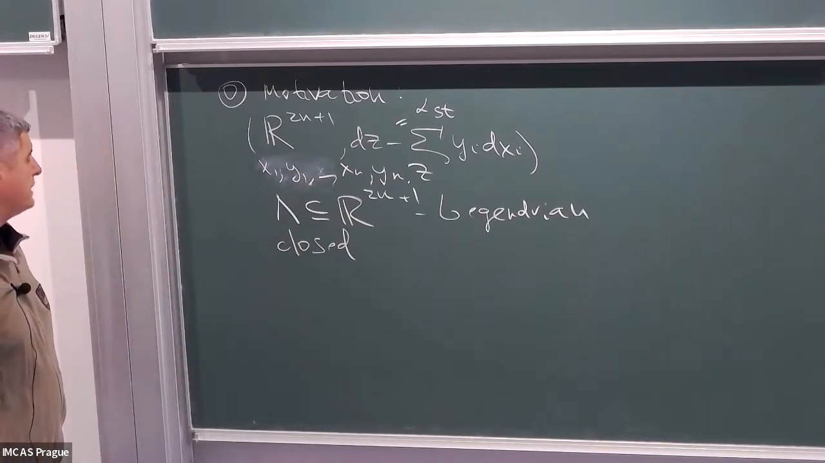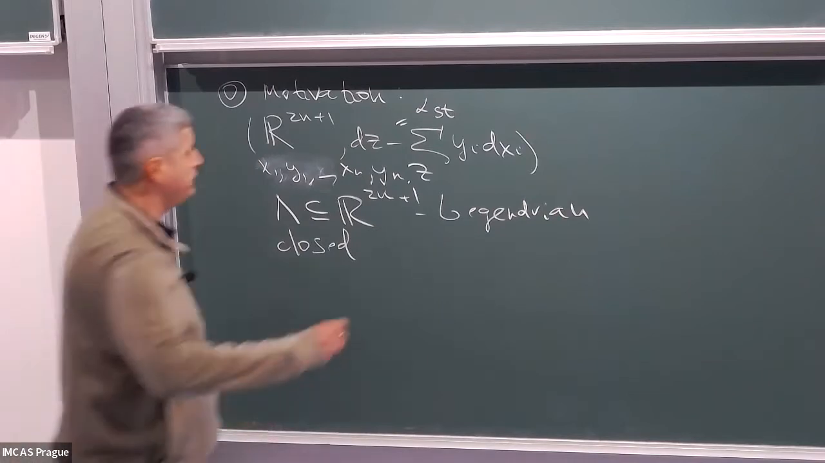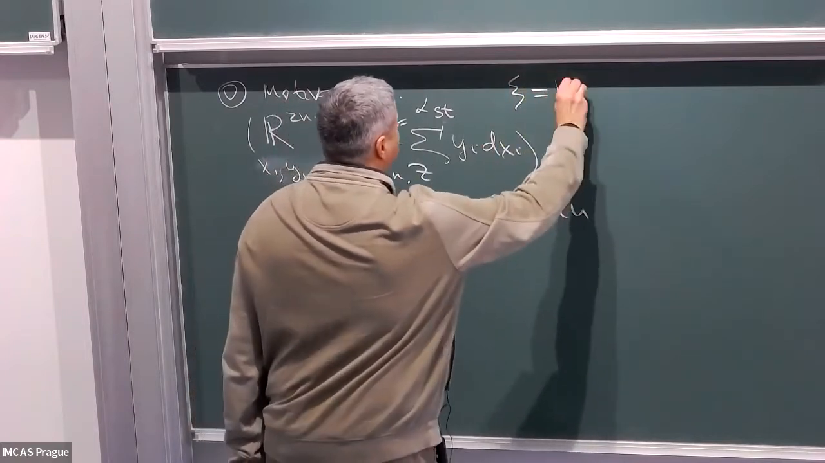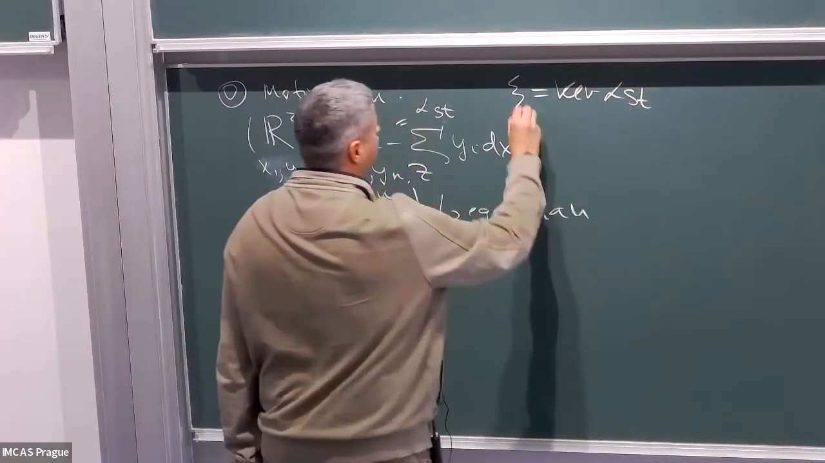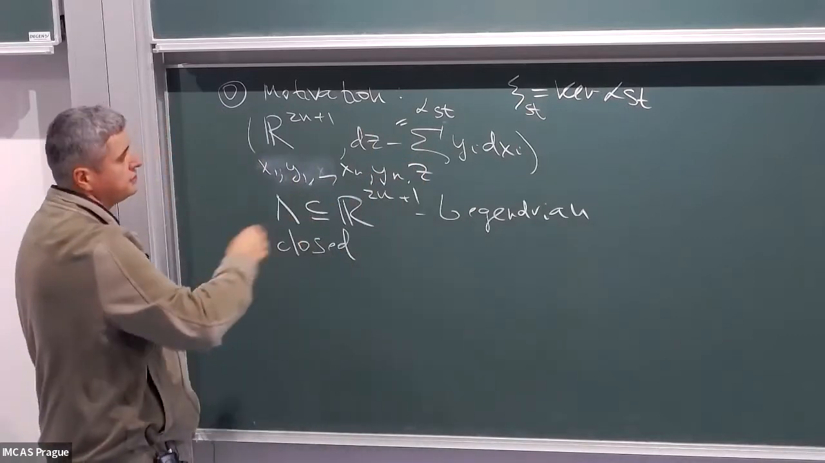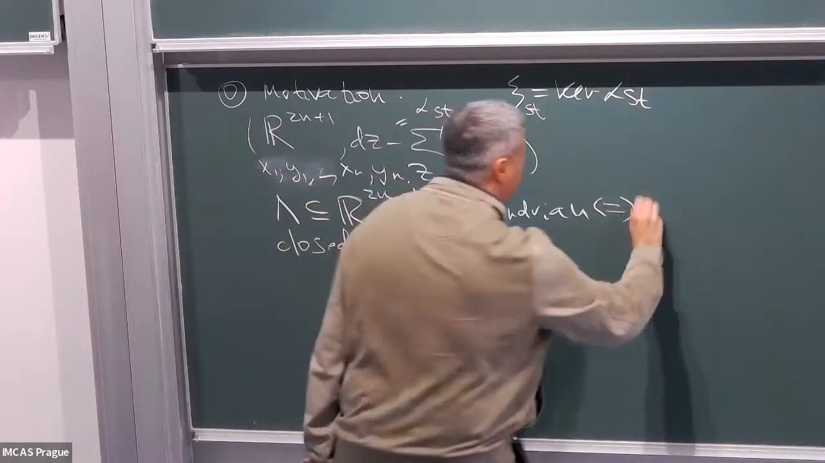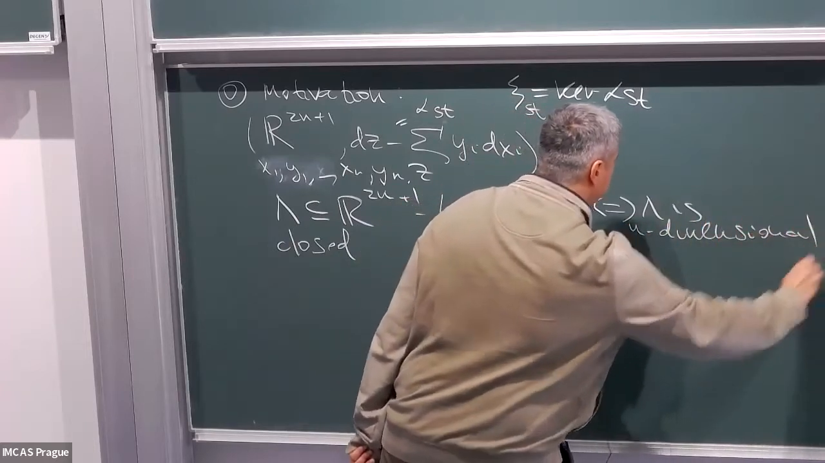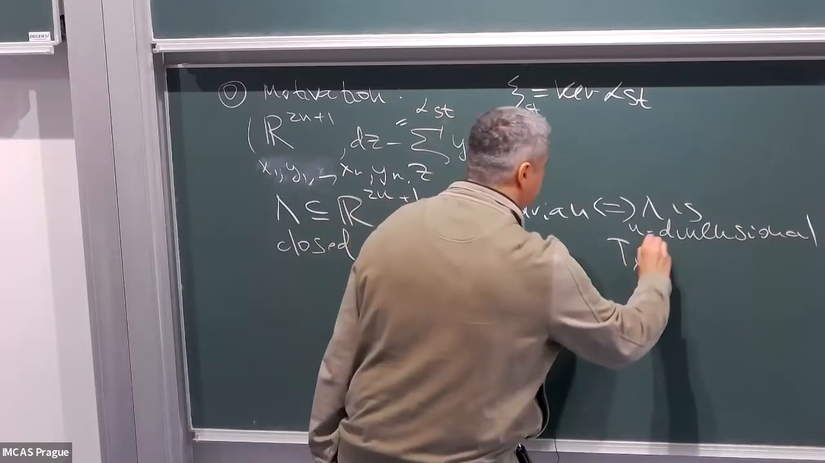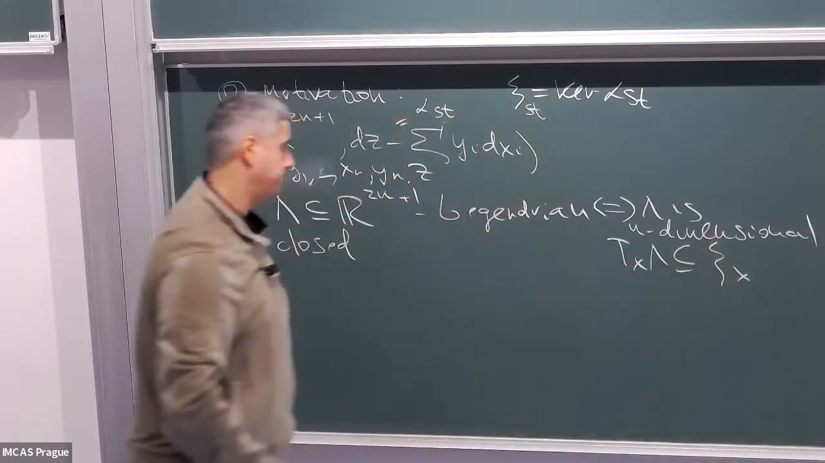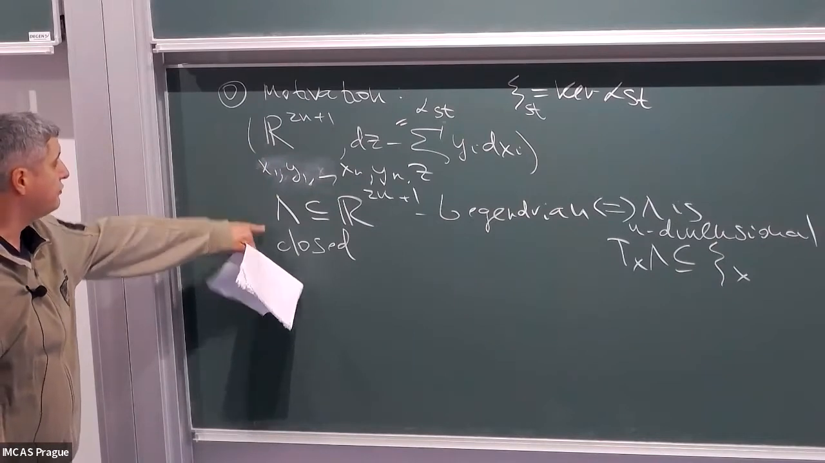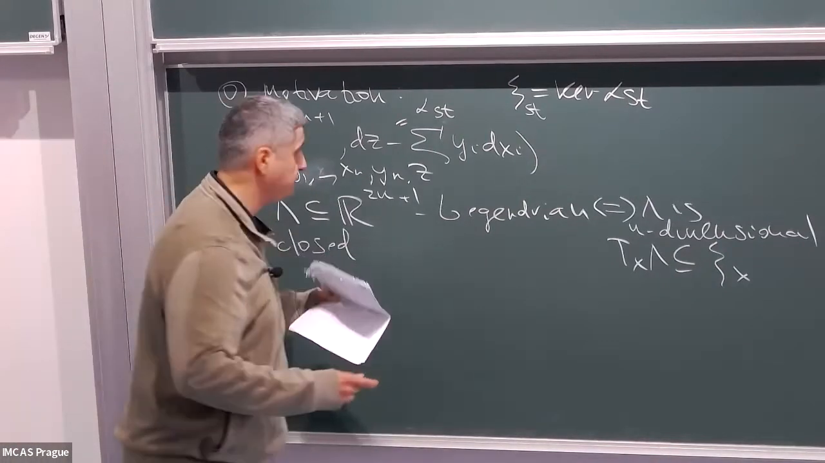And Legendrian, for those who don't know, means that we have a contact form. This contact form gives us a contact structure. I'll also write it as xi standard, and Legendrian means that lambda is n-dimensional, and at each point, the tangent space to lambda is a part of the contact structure. Closed means basically compact without boundary.